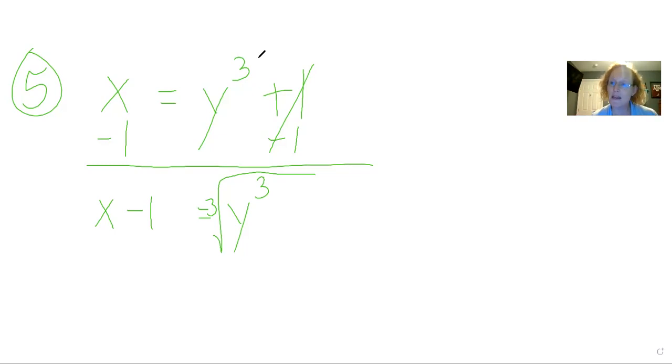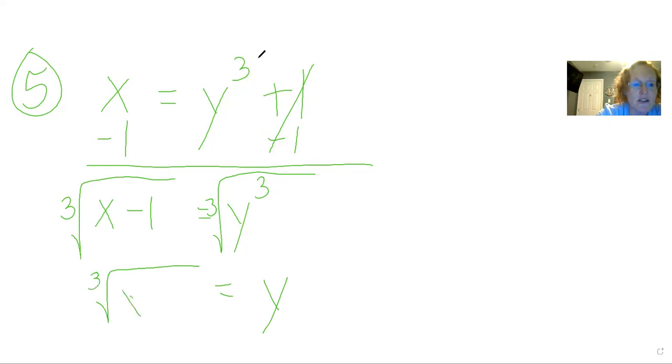But remember, the name of the game in algebra is whatever you do to one side's okay, but you better do it to the other. So if you take a cube root of this side over here, well, then you also have to take a cube root of this side over here. Now, the good news is this root and this power cancel. And so that leaves me with y. Cube root cancels with the third power, but then nothing is over here to cancel. And so we just have the cube root of x minus 1.